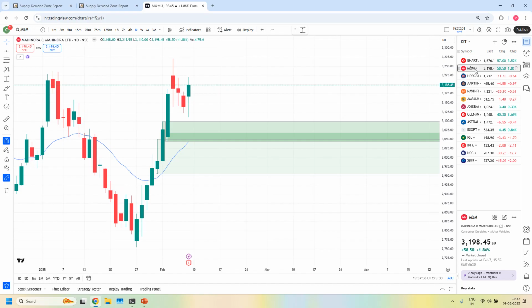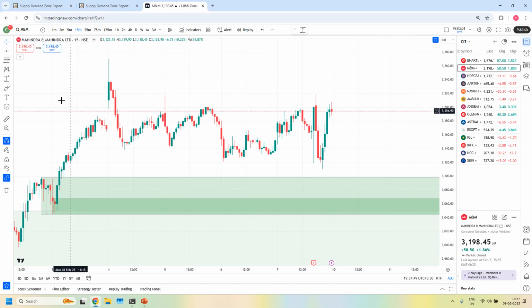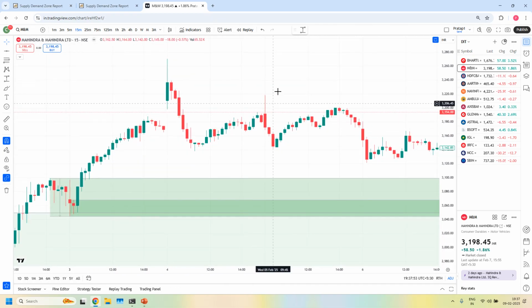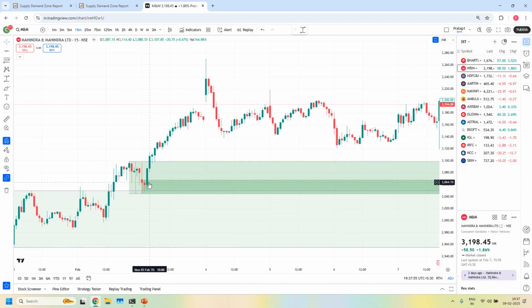So let me analyze this M&M. We have a fine-tuned zone at the proximal line of the daily zone. First, what is our entry time frame? 15 minutes. So go to the 15 minutes time frame. Is it a fresh zone? So far it is fresh, but does it have a fine-tuned 5-minute zone that is fresh?